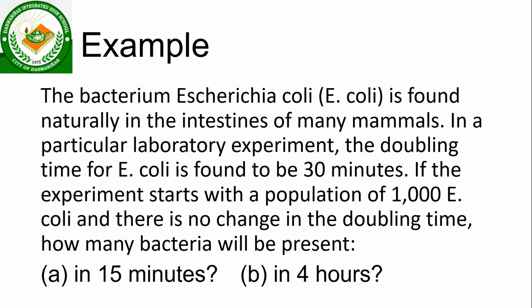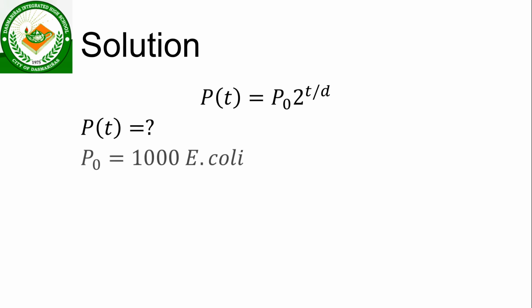Now, take note of the given. We have here 1,000 E. coli, and the doubling time, 30 minutes. Okay. Now, let us solve this. For our solution, let us write the equation. P of t is equal to P sub 0 multiplied by 2 raised to t over d. Now, what is our P of t? That is what we are going to solve. The population at time t.